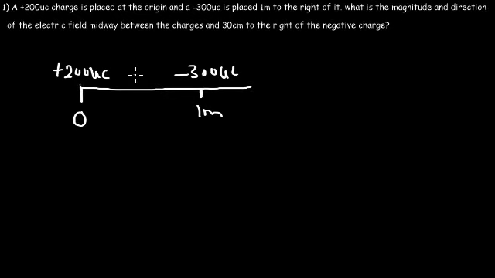So the statement, find the magnitude and the direction of the electric field midway between the charges, refers to this point. Assuming this point is point P, the distance between point P and the negative 300 microcoulomb charge is going to be 0.5 meter. Similarly, the distance between point P and the positive 200 microcoulomb charge is also going to be 0.5 meter.